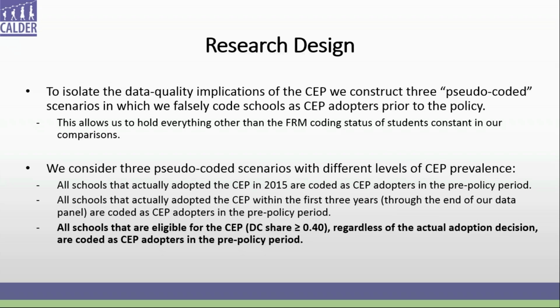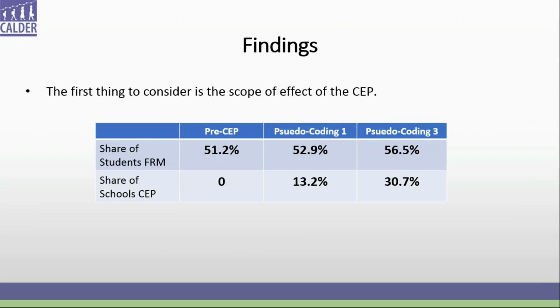Then in the second scenario, we increase the prevalence of the program a little bit by including any school that ever adopted the CEP in our data panel. And then the third case, which I've bolded because I think it's the most interesting case, given my interpretation of our findings, which are pretty modest: we have the direct certification data, so we can figure out all the schools that would be eligible and say, look, suppose every eligible school adopted the CEP. Then what would happen to the quality of this information? So we can get this upper bound effect of the program based on its rules. Okay, so I'm going to get to the findings.